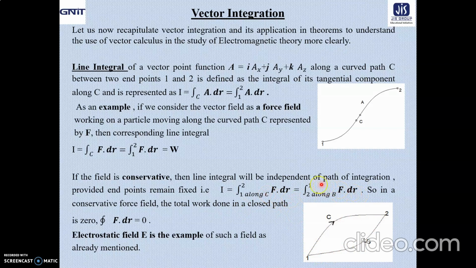So when you just add them, what will you get? The closed loop integration of F dot dr equals 0. Electrostatic field E is an example of such a conservative field. That means in case of any ordinary force field, if you consider the force field to be the electrostatic field, then the total closed line integration will be 0, which is a property of the conservative vector field.